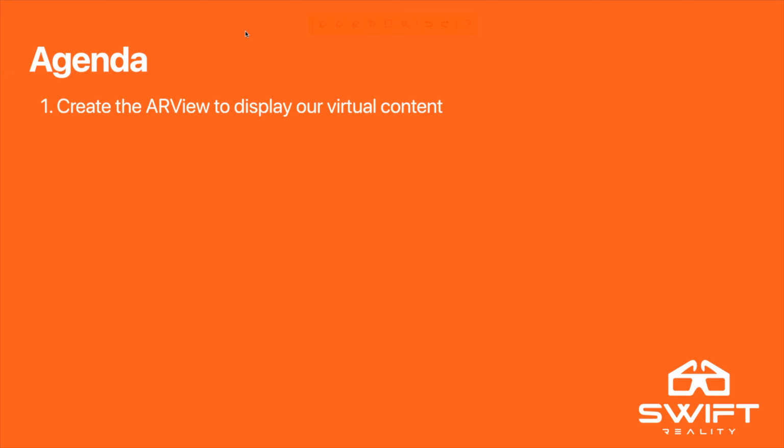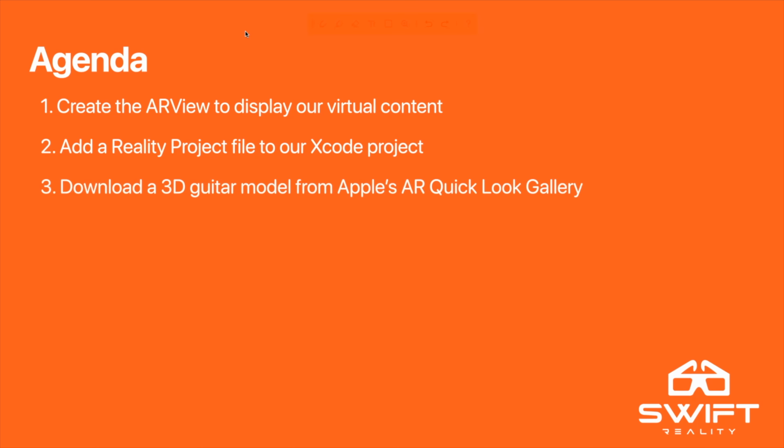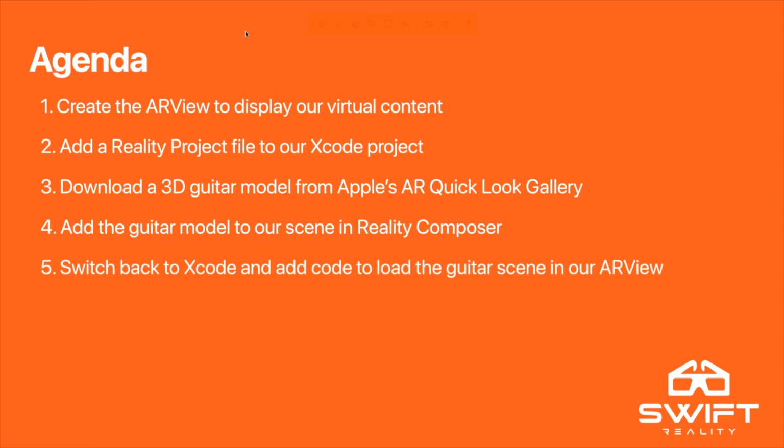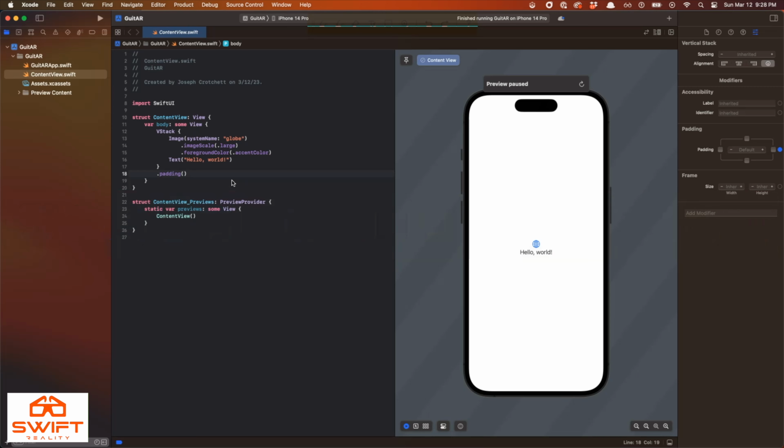Now that we have a project to start with, let's talk about what we're going to do for the remainder of the video. We're going to create the AR view that will display our virtual content on top of the real world. We'll add a new reality project file to our Xcode project that we'll use to compose our AR content in Reality Composer. We'll download a 3D guitar model from Apple's AR Quick Look gallery that we'll use as our virtual content. We'll add the guitar model to our scene in Reality Composer. We'll switch back to Xcode and add the code to load our guitar scene in our AR view. And lastly, we'll build and run the final project. So here we go. Let's dive into the code.